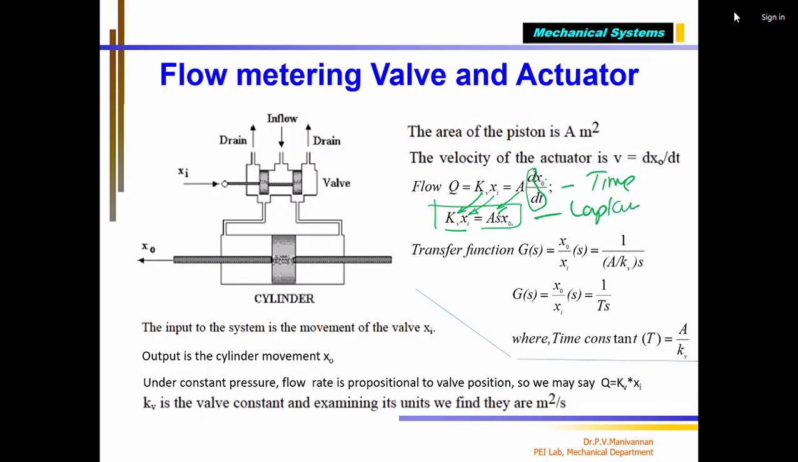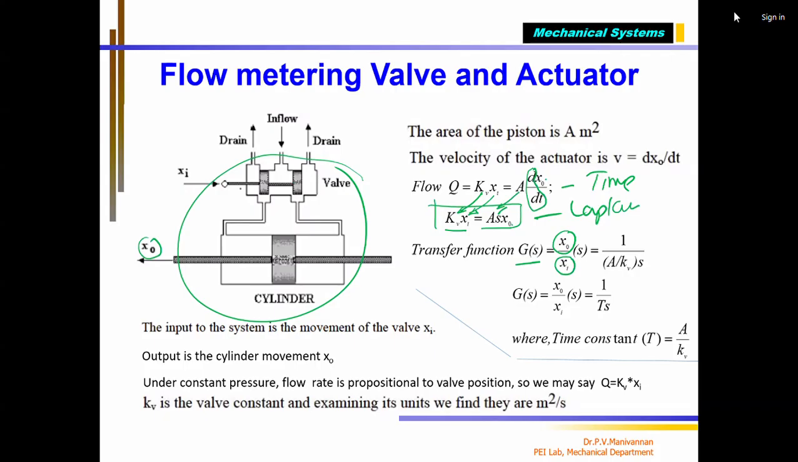How can we find the transfer function? We already know the transfer function G of s of the whole system is nothing but the output of the power cylinder, or the position of the output, divided by the position of the spool valve.